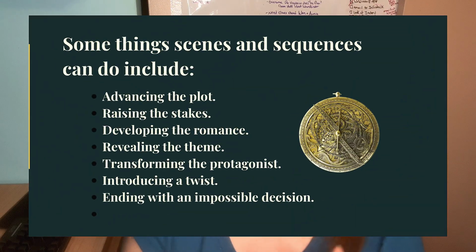What I mean by everything is advancing the plot, raising the stakes, developing the romance, revealing the theme, transforming the protagonist, introducing a twist, ending with an impossible decision. And it's no wonder that writing the middle feels exhausting. But stories don't actually work that way.